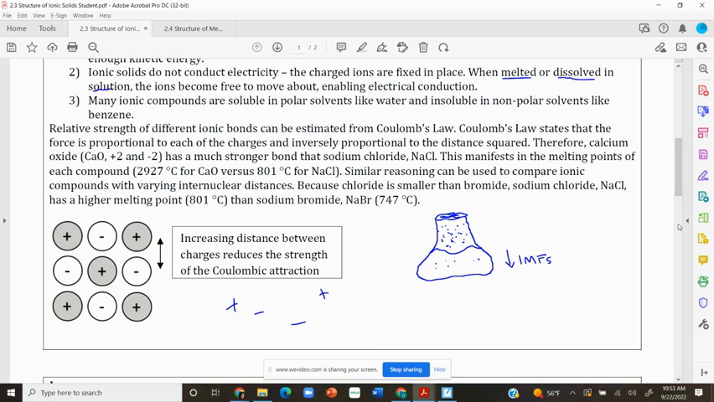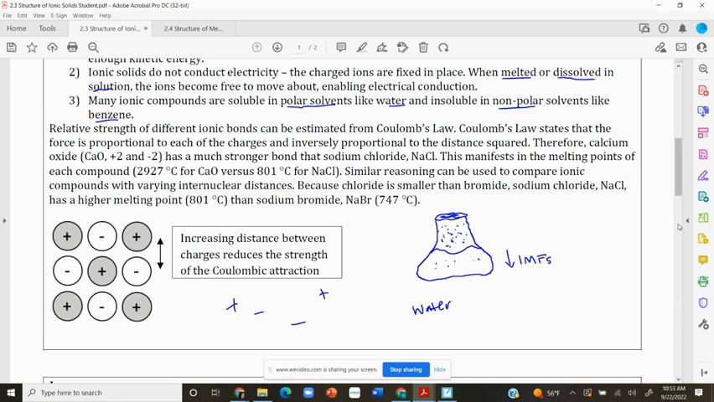And some of these you can dissolve in water, and some you actually have to dissolve in something else to get them to work. Okay. Once they are dissolved, though, then they can flow and conduct electricity. Many ionic compounds are soluble in polar solvents like water and insoluble in nonpolar substances like benzene.